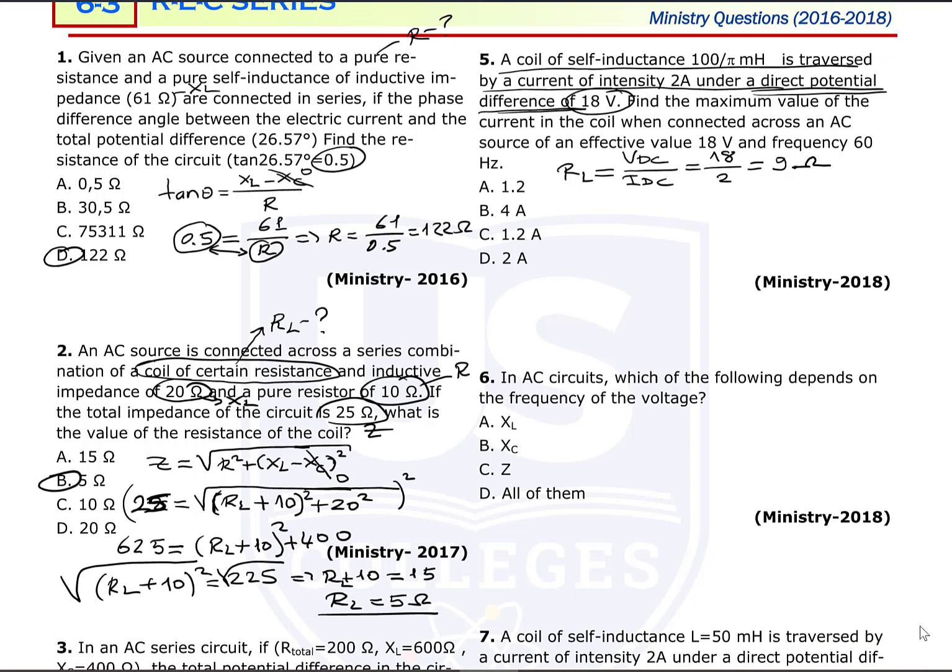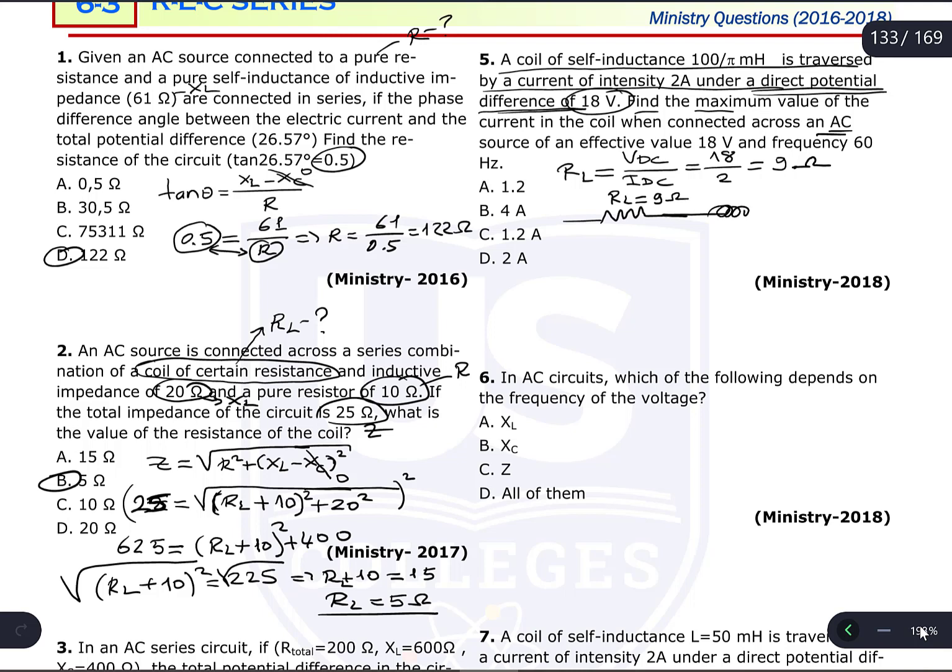Now the second part of the question, but this time this impure coil is connected to an AC source. When it's connected to an AC source, of course there must also be XL. So find the maximum value of the current in the coil when connected across an AC source of effective value 50 volt and frequency 60 Hz. Because it's not a pure coil, it has a resistance RL, which I calculated in part A, 9 ohm. And this coil also has an inductor part, which is XL. So this XL must be calculated by using the equation 2 pi FL.